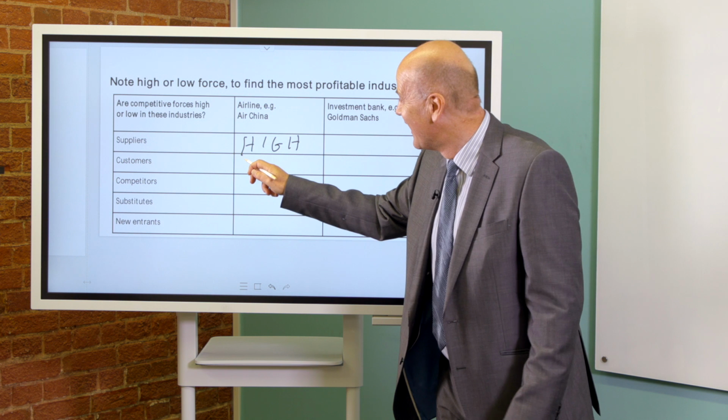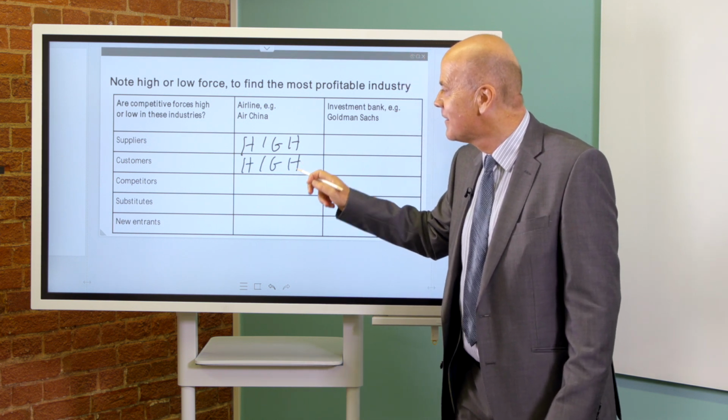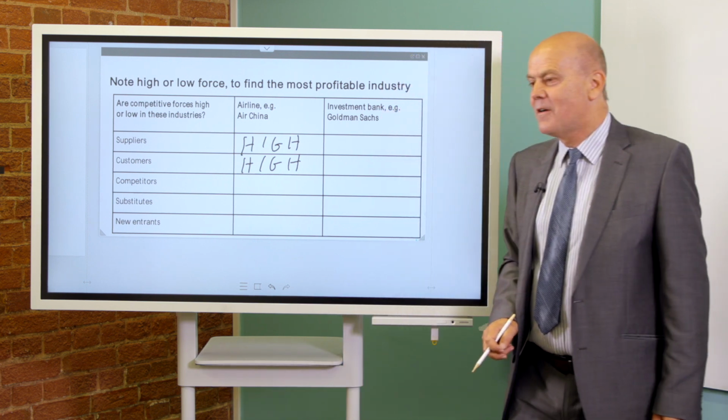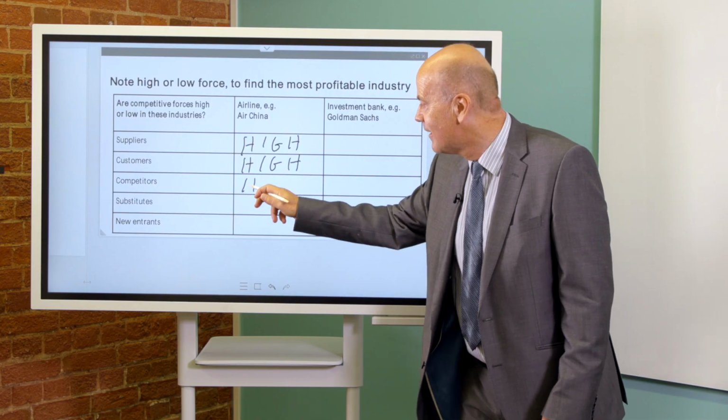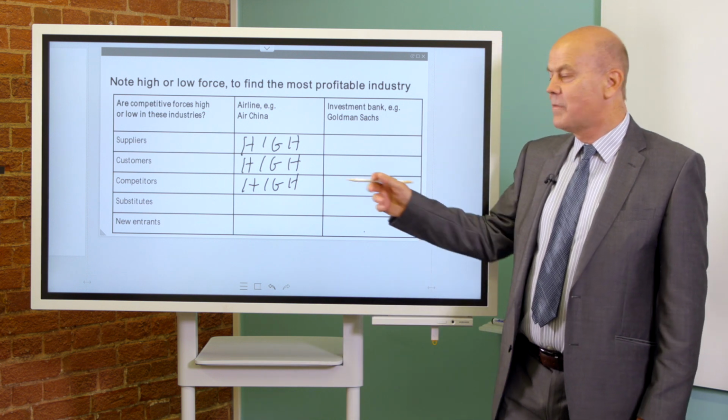Customers. Can customers go to different airlines? Is that going to be a problem for an airline, perhaps? Yeah, definitely. They'll go to the cheapest one. Yeah, they'll go to the cheapest. So everyone goes on the internet and tries to get a cheap flight at the end of the day. Are there a lot of airlines potentially out there to choose from? Too many. So we got high again. So yeah, things are looking bad so far.